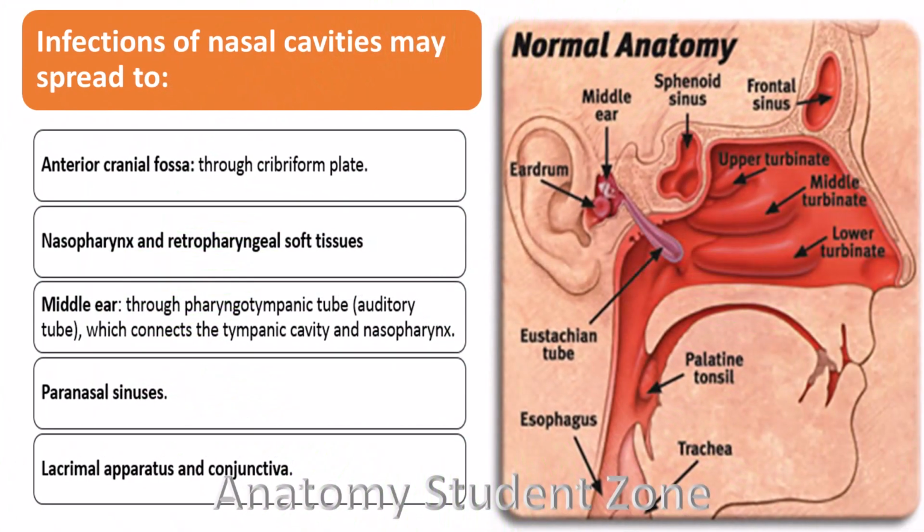And its importance doesn't end here. In fact, you should know that if someone has infections of the nasal cavity, and if these infections go untreated, they may spread to the anterior cranial fossa. They may also spread to the nasopharynx, paranasal sinuses, middle ear, even to the lacrimal apparatus and the conjunctiva. But how all this is going to happen, it's an incredible anatomy that I will cover today. So let's start.